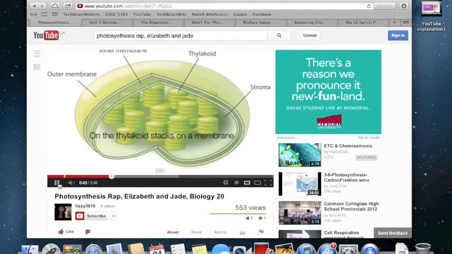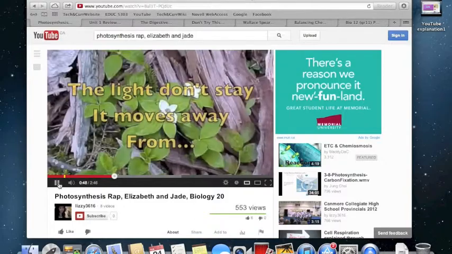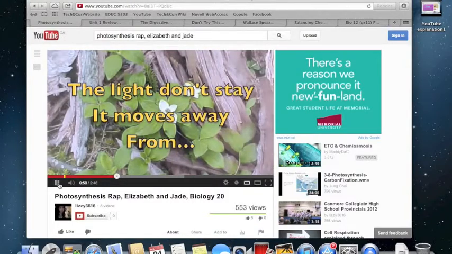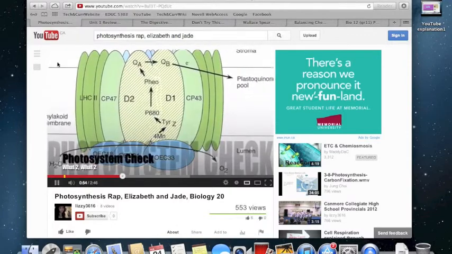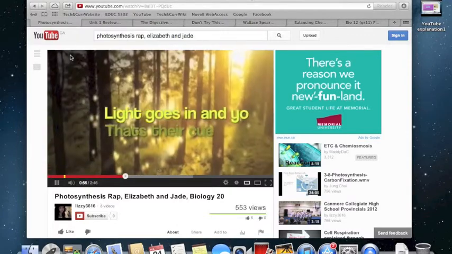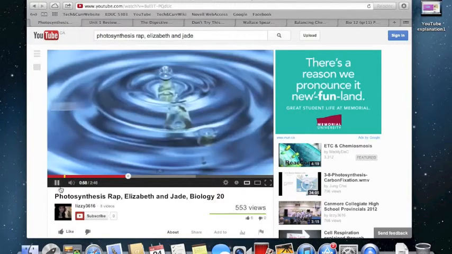On the thylakoid stacks on a membrane. The light don't stay, it moves away from chlorophyll B to chlorophyll A. Photosystem check, what to, light goes in and yo, that's their cue. Water.